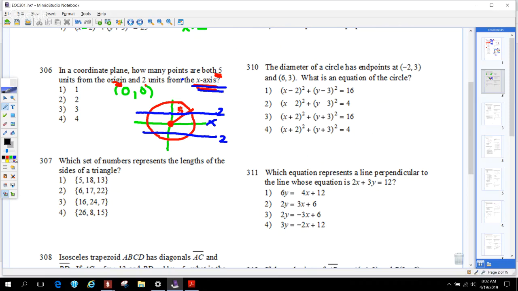So how many times did the blue and red cross? Yep, 4. 1, 2, 3, 4.